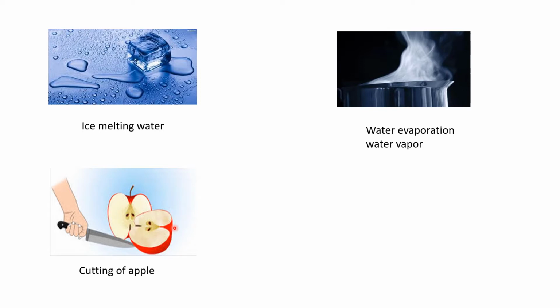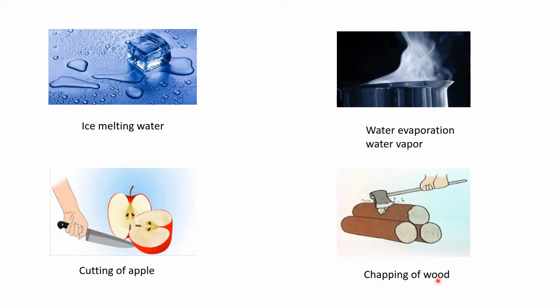Let's look carefully at cutting up an apple. The whole apple turned into pieces of apple. Here, only the appearance changes, no new substances are formed. If we add the different pieces of apple together, we get the whole apple. So this is a physical change. In the same way, chopping up wood and cutting up paper are examples of physical changes.